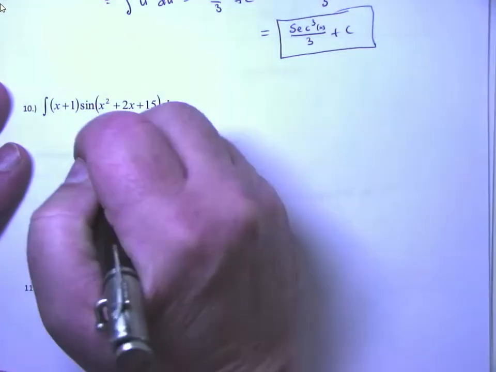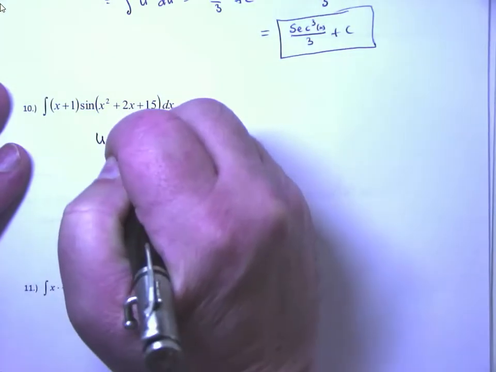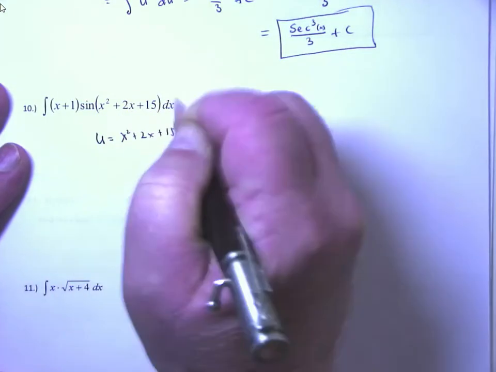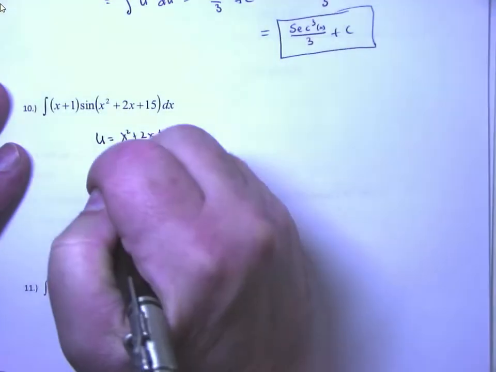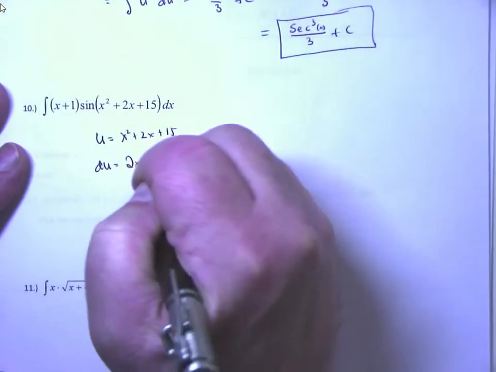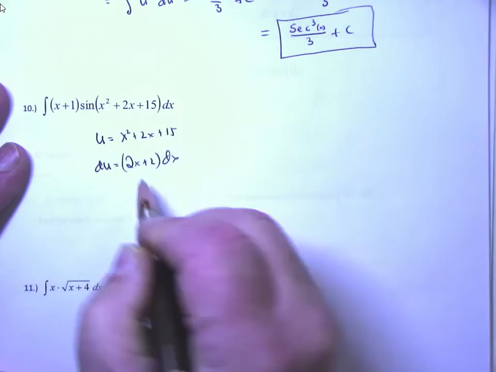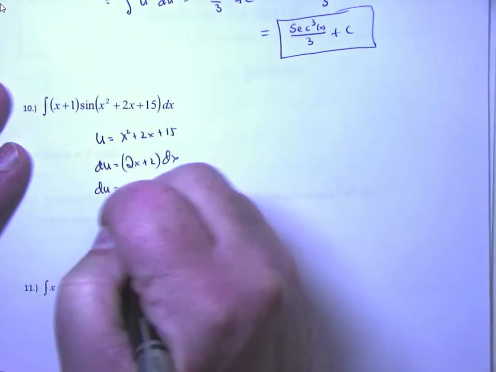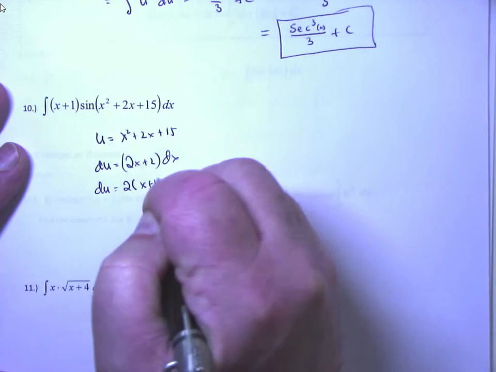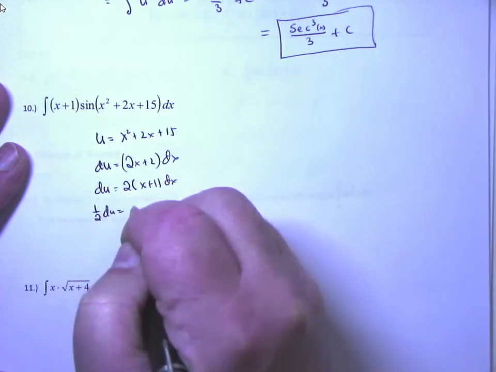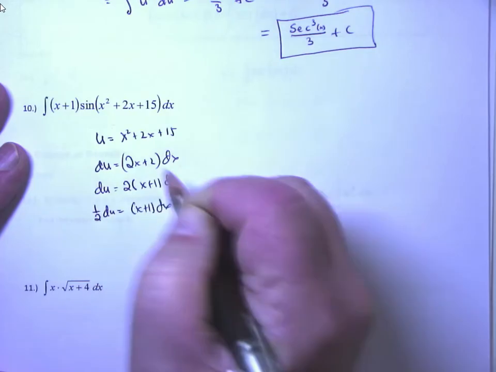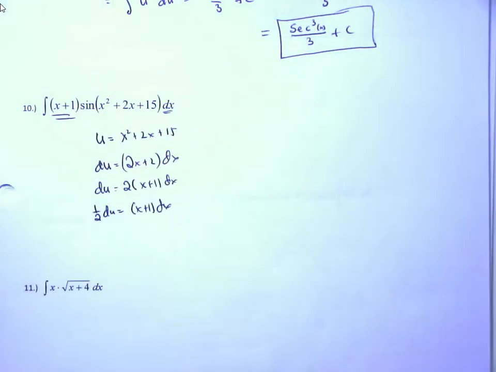So here I'm going to let u equal x² + 2x + 15, which officially is the angle of the trig function sine. The derivative du is going to be (2x + 2) dx. I can factor out a 2, that'll be 2 times (x + 1) dx. I can move the 2 to the other side, so that makes it 1/2 du equals (x + 1) dx. And notice there's my (x + 1) dx, which is in my problem.